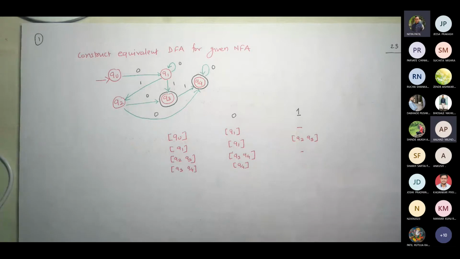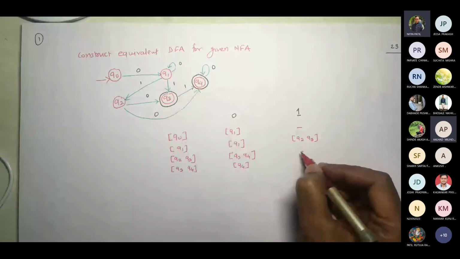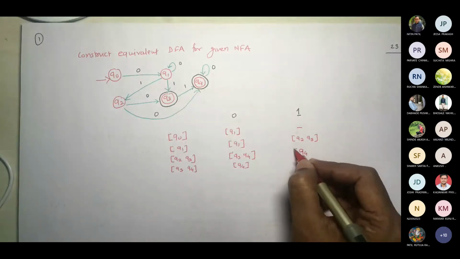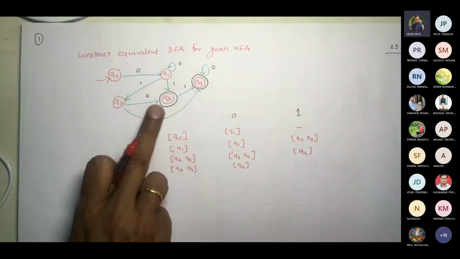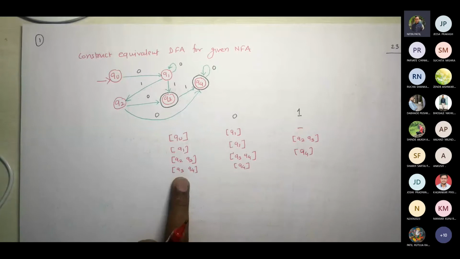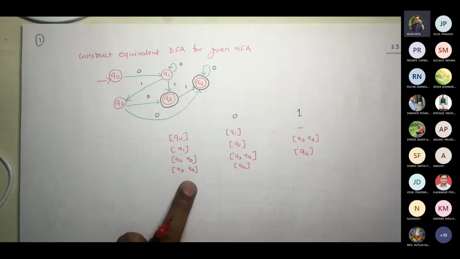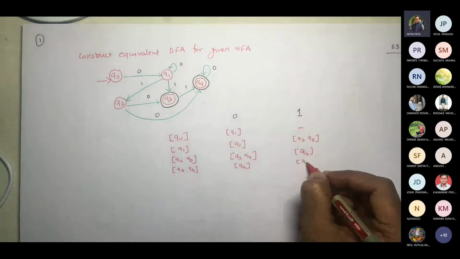Sir, I have a doubt. Yeah, please. Sir, for the previous state Q2, Q3, for 1 we should get Q4, no? Yes, it should be Q4. Sorry. For Q2 on 1 there is nothing, but for Q3 on 1 we have Q4. That's why we should write it. Very good. So Q3 on 0, Q4 on 0: do we have anything? We have only Q4 on 0, that's why we wrote Q4 here. Q3 on 1, Q4 on 1: what would it be? Q4. Very good.